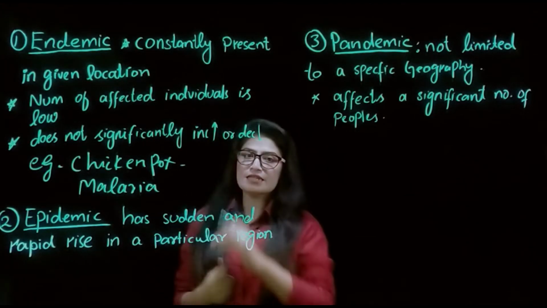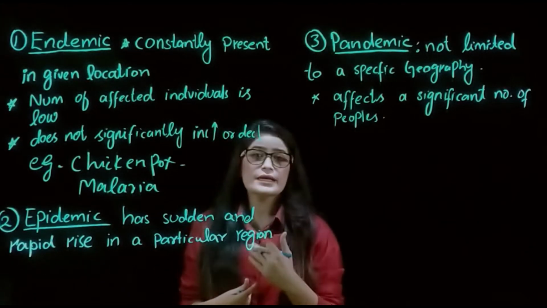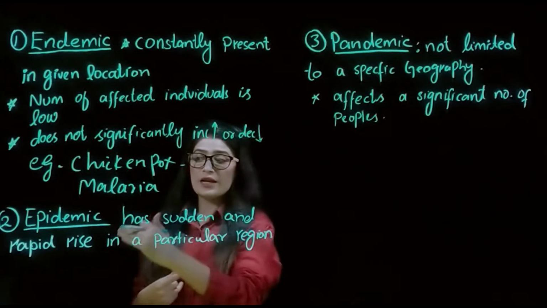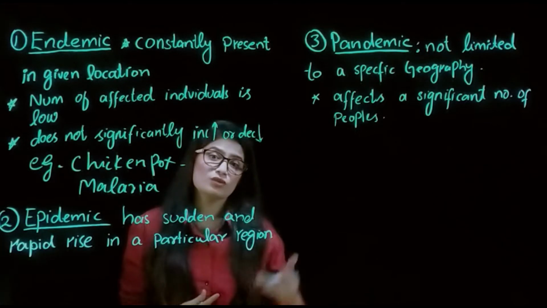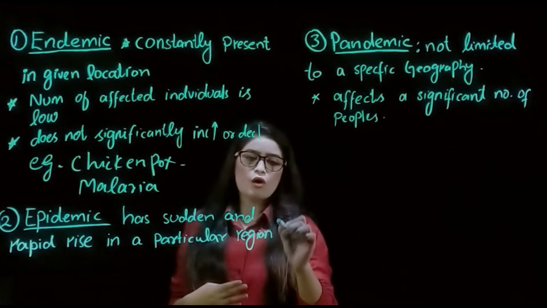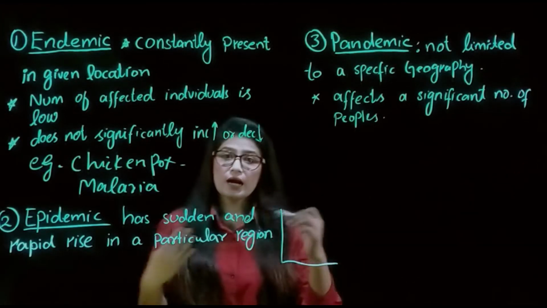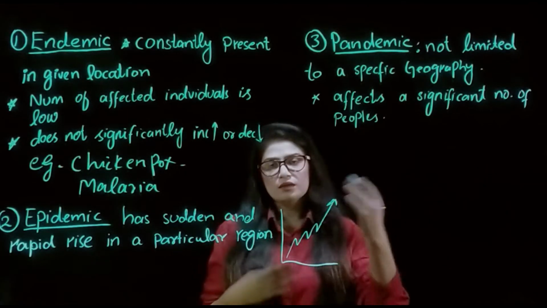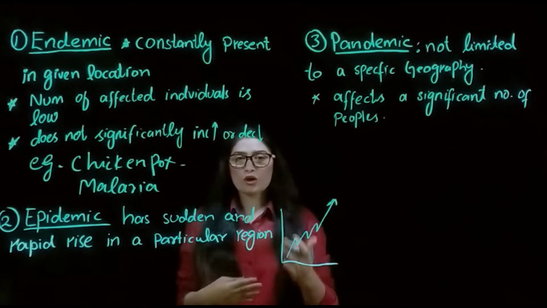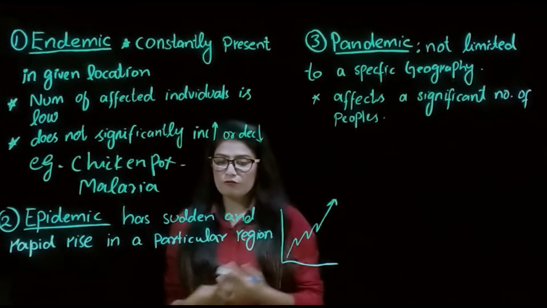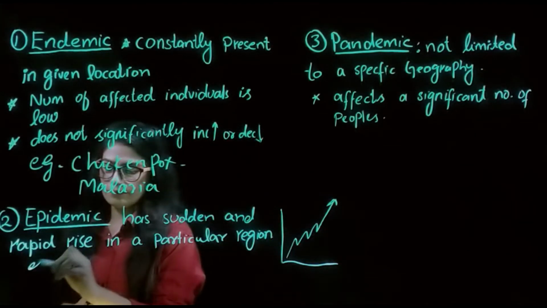So that's endemic. When we talk about epidemic, it has a sudden and rapid rise in a particular region, in a particular population or location. It keeps getting higher and higher, like the graph will always be rising. If we talk about an example of epidemic, we have yellow fever.